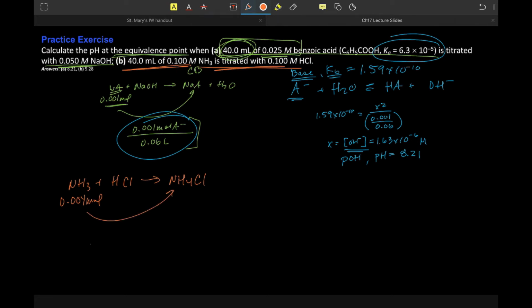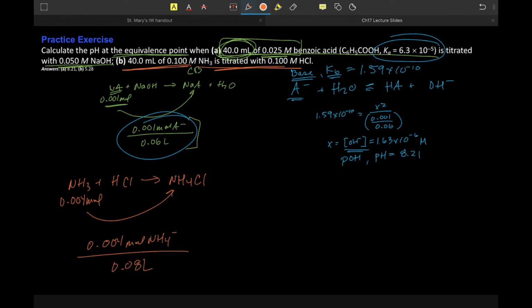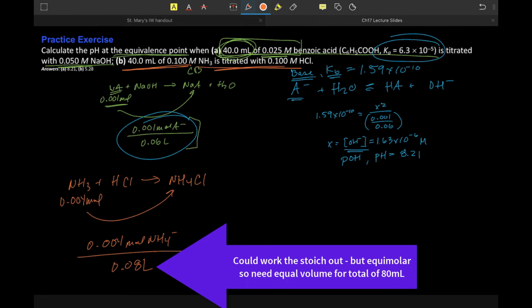So now, in my solution, I have 0.004 moles of NH4Cl floating around. Actually, let's just cut that to the part that matters, right? NH4 plus over the total volume of 0.08 liters, right? And again, that chloride, since it's the conjugate from a strong species, has no effect on the pH. We're just worried about that NH4 plus. Now, NH4 plus functions as a weak acid.